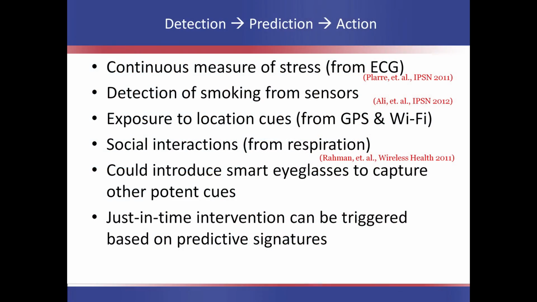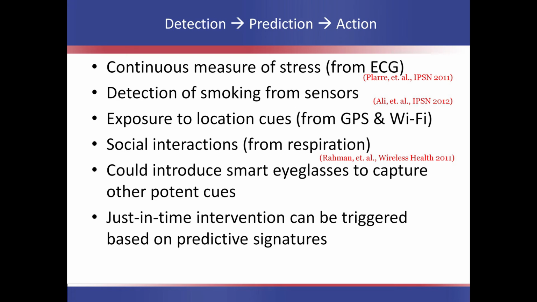So once we have such a model, what can you do with it? The goal basically is to go from detection to prediction to action. So we have a measure of cocaine use. If we look at the time series of the sensor data, we also have a model to infer stress from ECG. So you could have a time series where you know when cocaine use occurred, and you can go back in time and say what was the stress level or what was the pattern of stress leading up to that use episode.